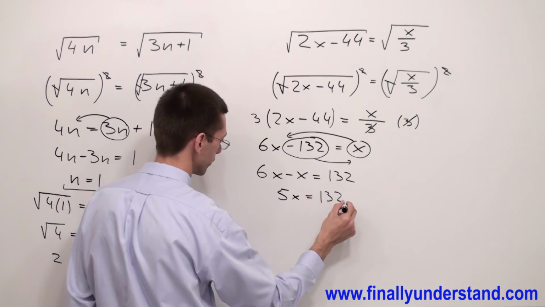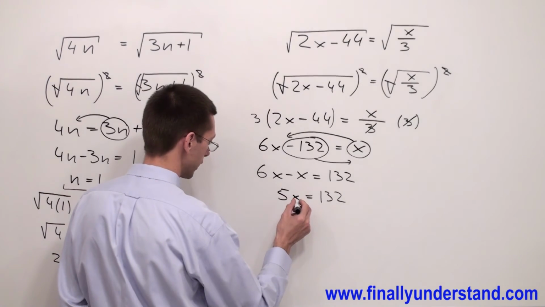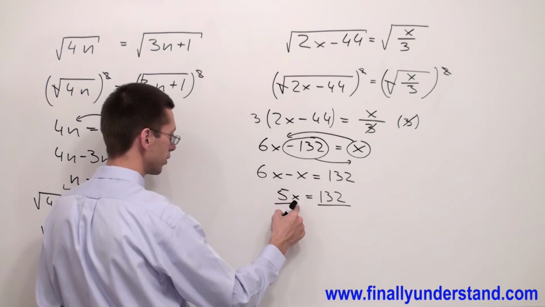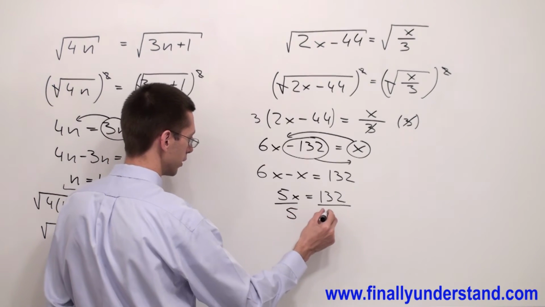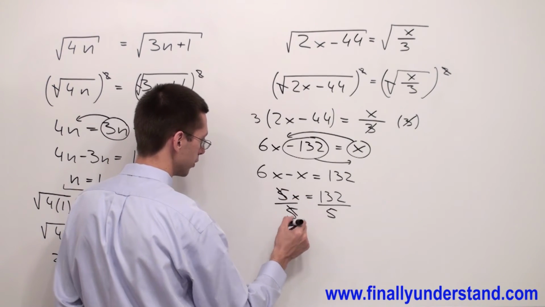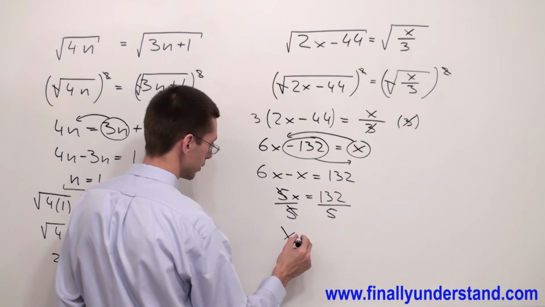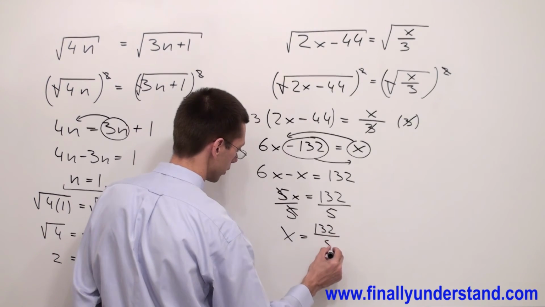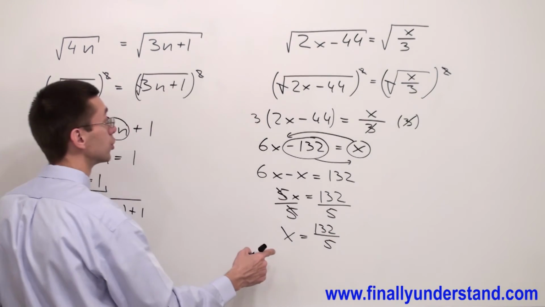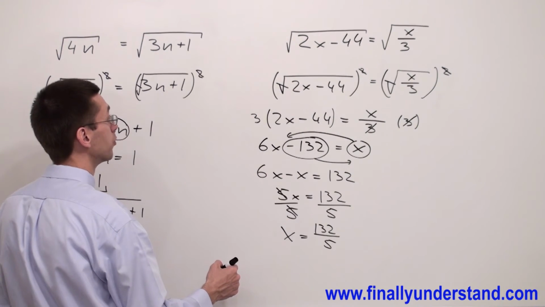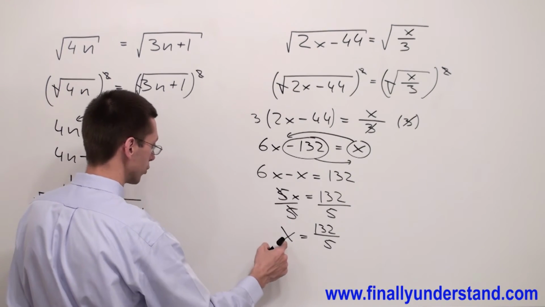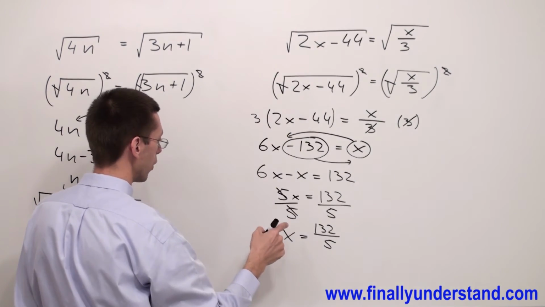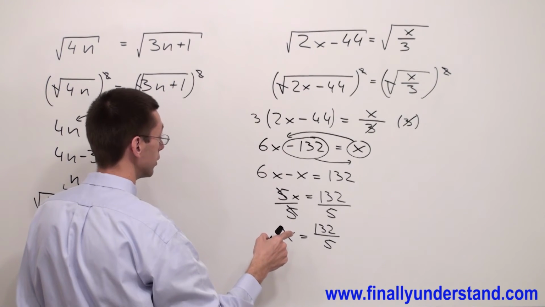132. I have to find the value of x. In order to find the value of x, I have to divide both sides of the equation by whatever is multiplied to x. I have to divide by 5. 5 and 5 will cancel out. x is equal to 132 over 5. Let's check if this is the correct answer to my problem. I have to replace x in my original equation by 132 over 5.